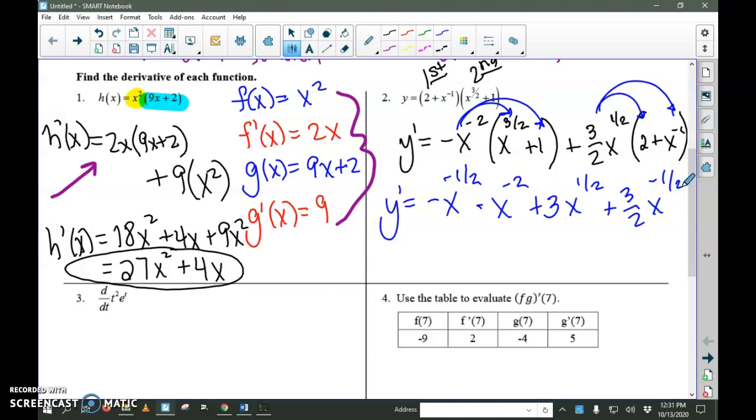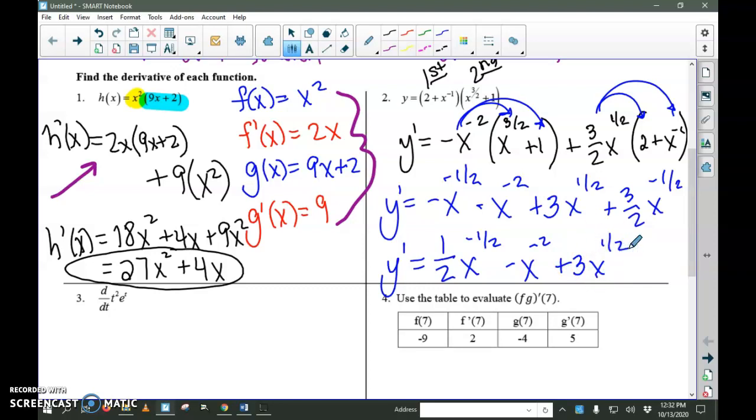And the only thing I can clean up here are the terms that have the negative half exponent. Okay, so when I combine the x's with the negative half, I get negative 1 plus 3 halves, which is 1 half, x to the negative half. And then I'm just going to rewrite all the other pieces. I have minus x to the negative 2. I have plus 3x to the 1 half.